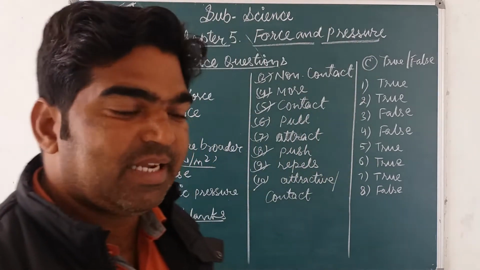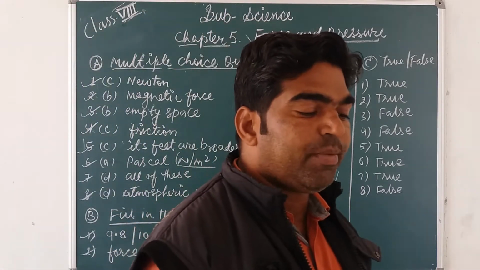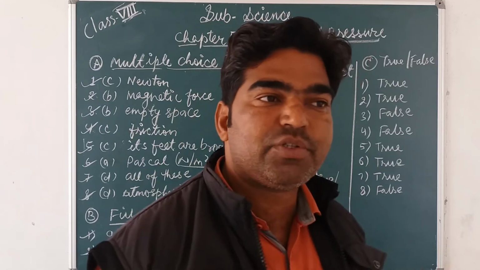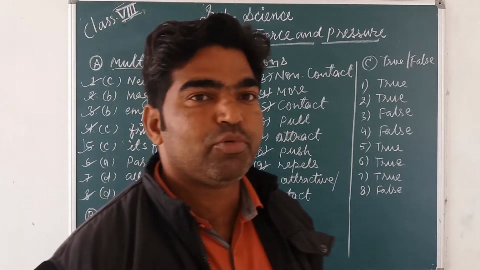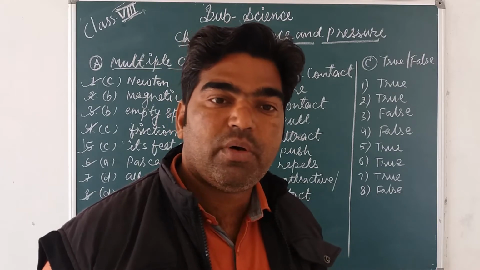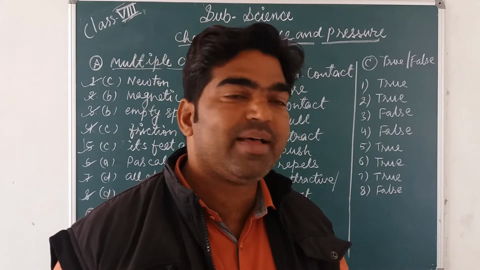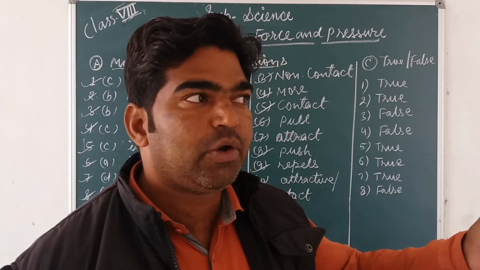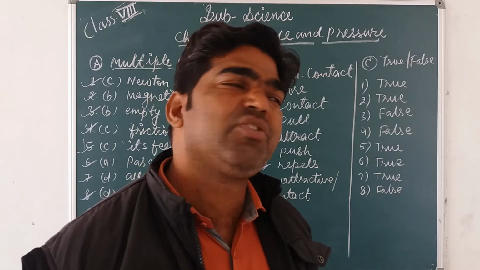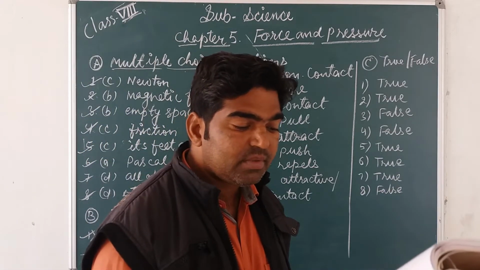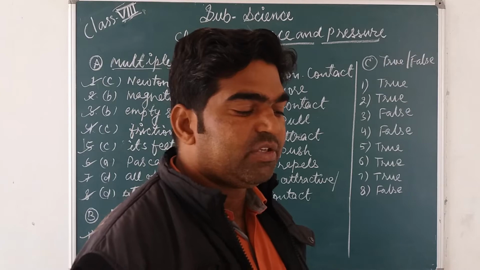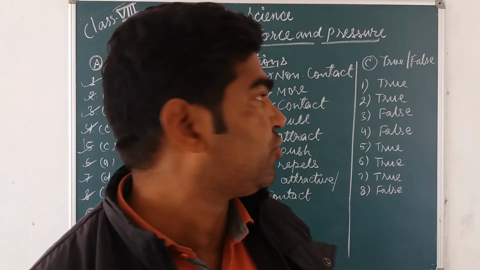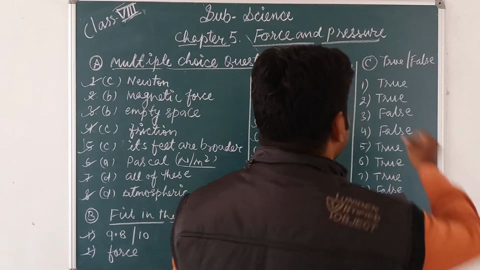So now see the first statement. A force can change the shape of an object. Obviously it's correct. We discussed that by applying force we can change the shape of an object. Suppose a dough, squeezing the sofa, stretching the rubber band, twisting the spring in a toy. These are the examples in which we can see that the shape of an object can be changed by applying a force. So it's true. First one is true.